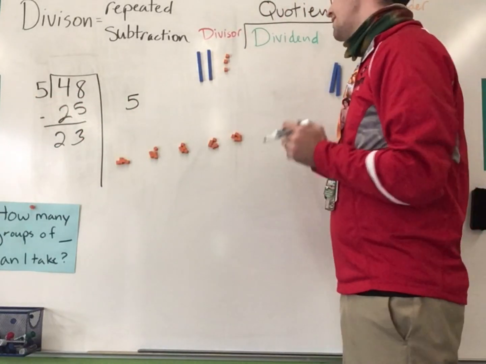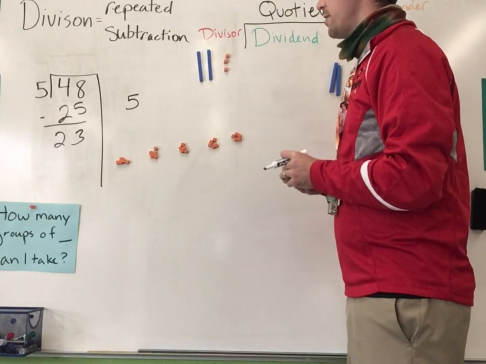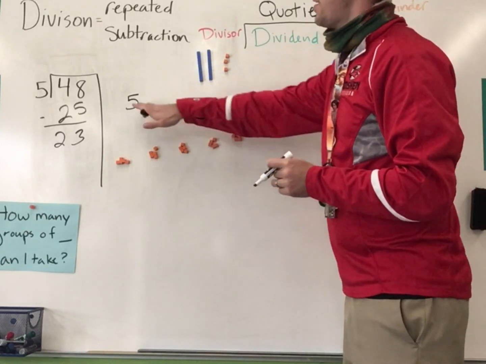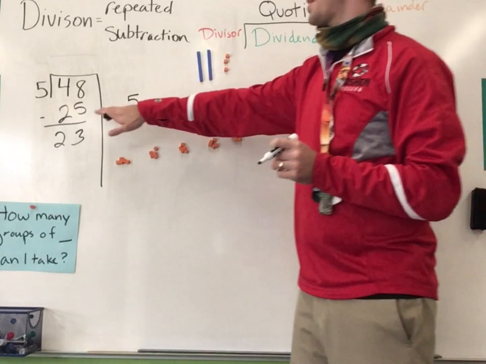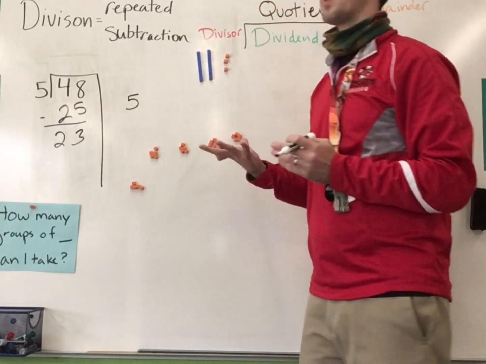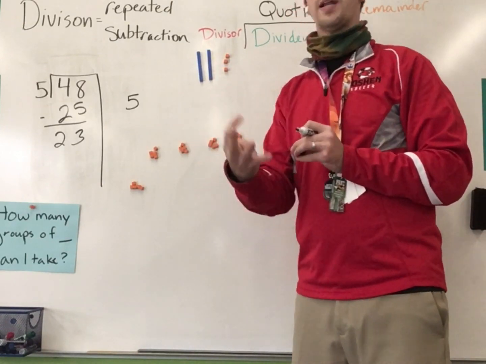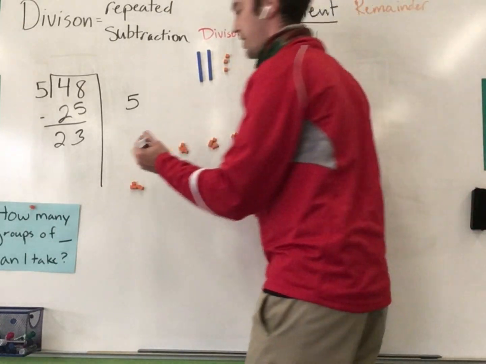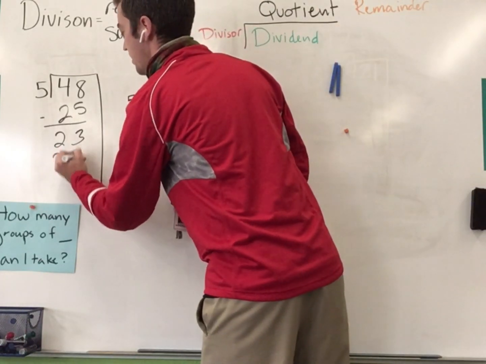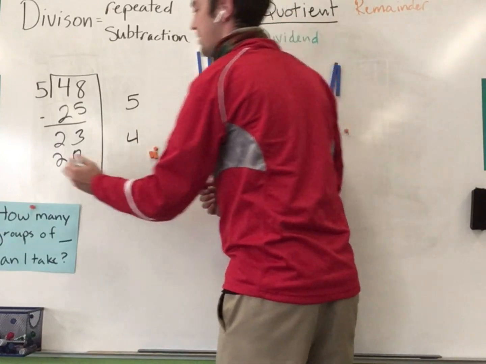I do not have a dividend that is smaller than my divisor, so I need to keep going. Now I ask myself again, how many can I take out? Well, I can't take 5 again. I can't take out 5 groups of 5 because I know that's 25. So I need to think smaller. Could I do 4 groups of 5? 4 groups of 5, 5, 10, 15, 20. Yes, 20 is less than 23, so I can do that. 5 times 4 this time gives me 20.